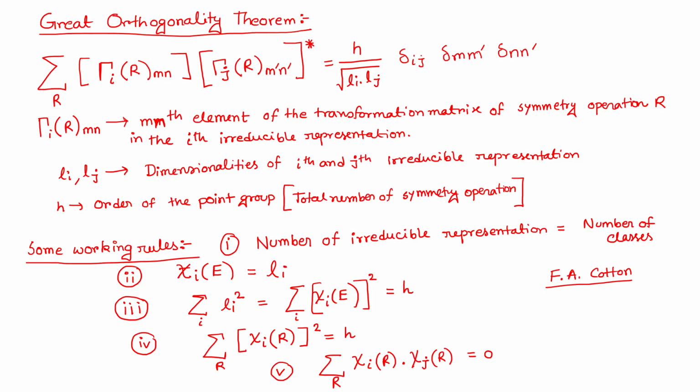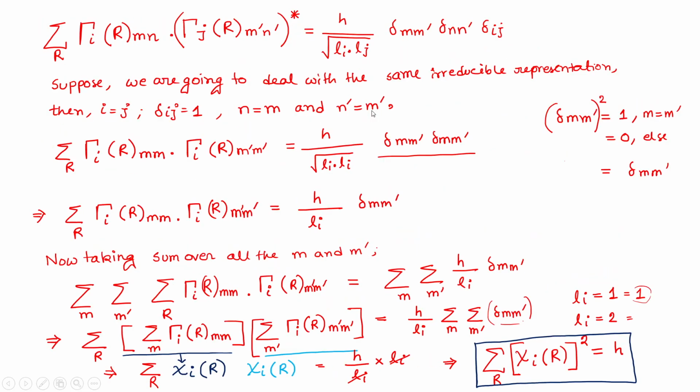the ultimate one is that the sum over R of the character of a symmetry operation multiplied by the character of the same symmetry operation from a different irreducible representation is always going to give you 0. Why? Because delta ij, you already know that i and j are different, that is why you are going to get 0 there. In the previous session we discussed how these fourth and fifth equations have been constructed from the great orthogonality theorem. We can always recapitulate, but you have to remember them. So we will not do that in this session. I have just kept it here for your reference.